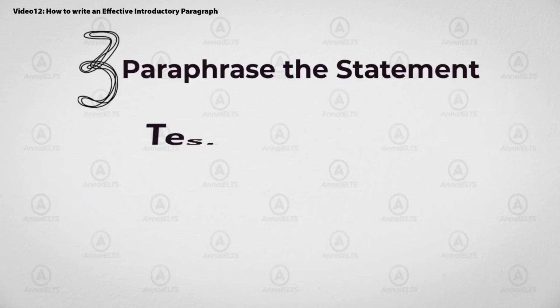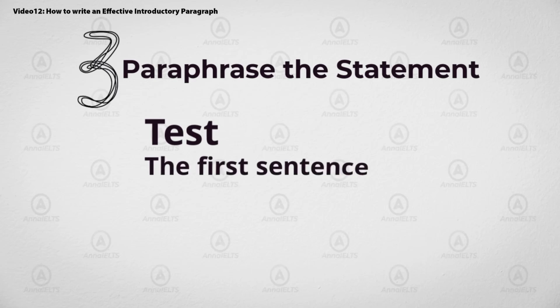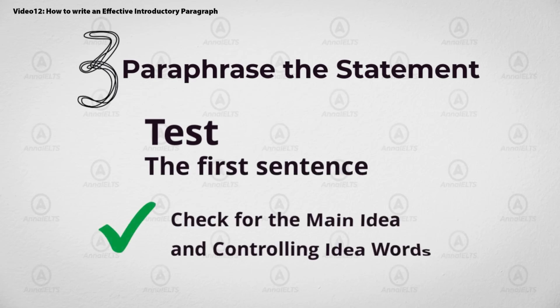You can simply test the first sentence and check for the main idea and controlling idea words. If the result is similar to the result of task analysis, you can be sure that the sentence you have written is perfect. Let's analyze this sentence and extract main idea and controlling idea words.